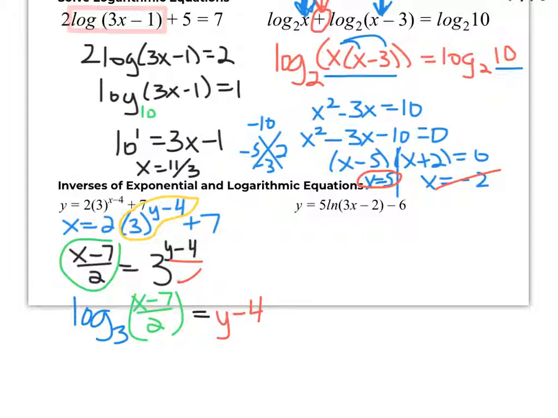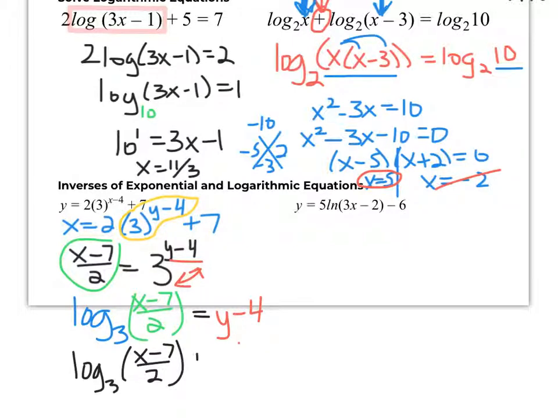Y'all, if you're stuck, think about it. I can't just randomly keep these two things that were already together. I have a lot of people writing it with blue, red, green instead of blue, green, red. They have to switch spots because I can't just randomly throw a log in there and everything else stay the same. All right. And my last step there would be to add 4. So I'm going to get log base 3 of x minus 7 over 2 plus 4.